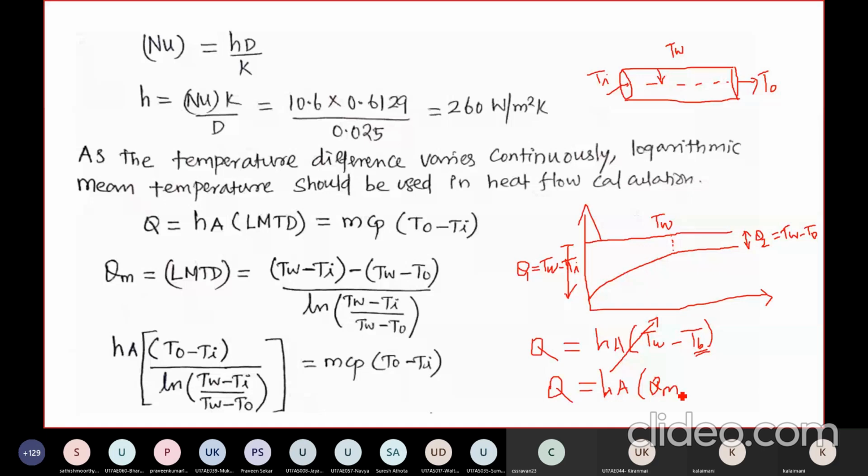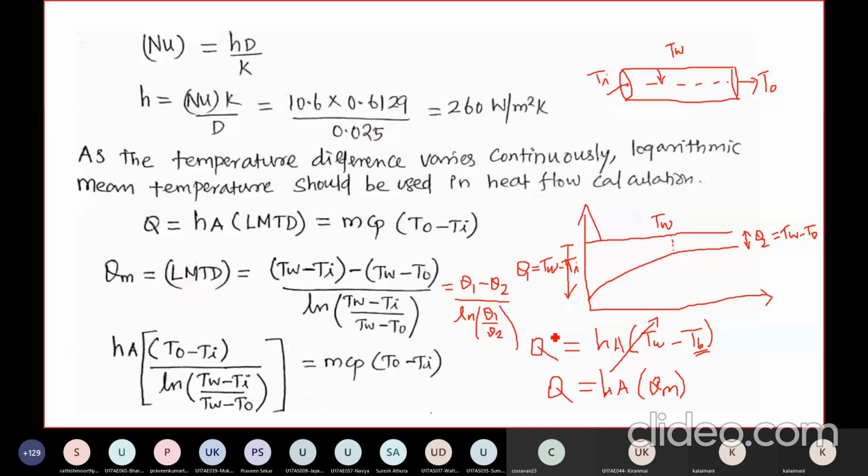This logarithmic mean temperature theta m is equal to, what is the formula? Inlet temperature difference is Tw minus Ti, that means theta 1, minus theta 2, divided by ln of theta 1 divided by theta 2. We can use this expression while calculating your heat transfer.